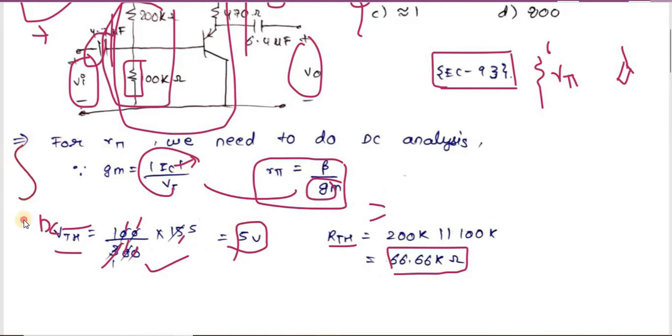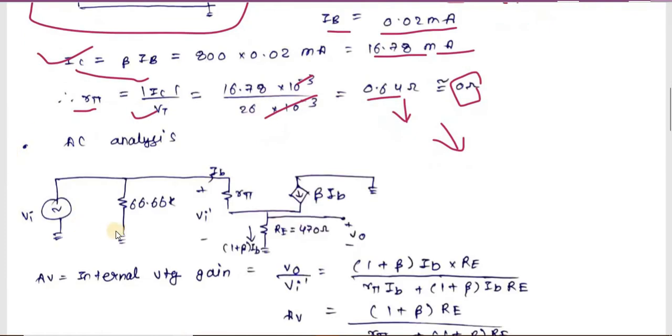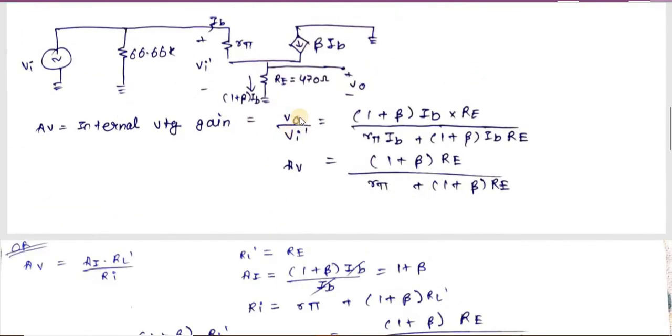Okay, we have completed the DC analysis part, and we have successfully found the value of R pi. Okay, now we want our RL dash, AV and all. Okay, we know AV formula is VO by VI, basically output by input. Okay, here you can see VI is already used. In our previous video we have seen that in place of VI we were having VS, so at that time we took the notation here, that is VI.